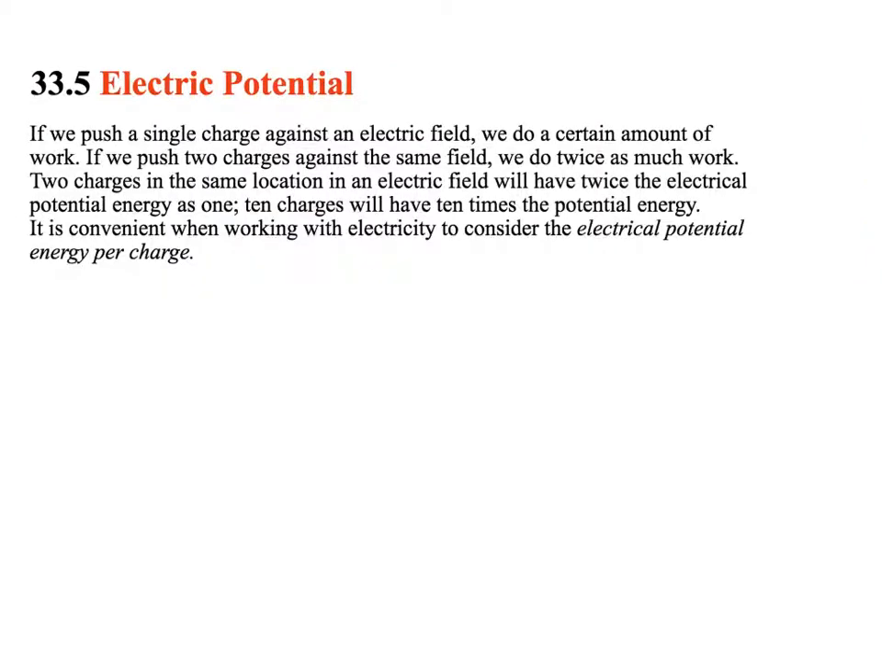If we push a single charge against an electric field, we do a certain amount of work. If we push 2 charges against the same field, we do twice as much work. 2 charges in the same location in an electric field will have twice the electric potential energy as 1. 10 charges will have 10 times the potential energy. It is convenient when working with electricity to consider the electric potential energy per charge. So we look at each one individually.